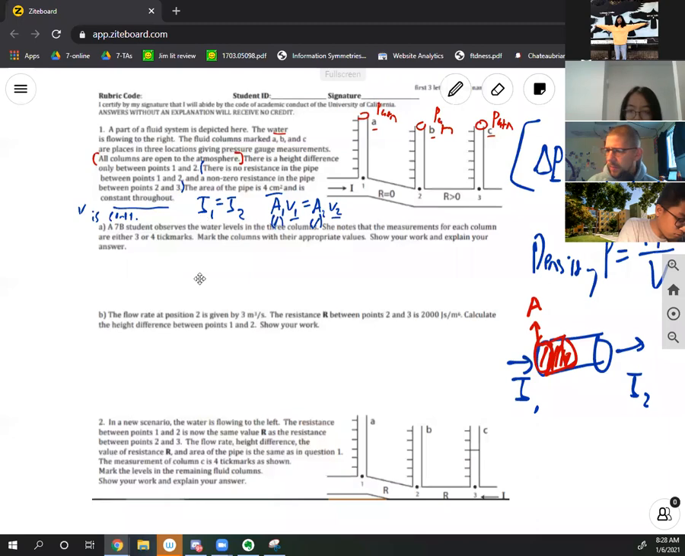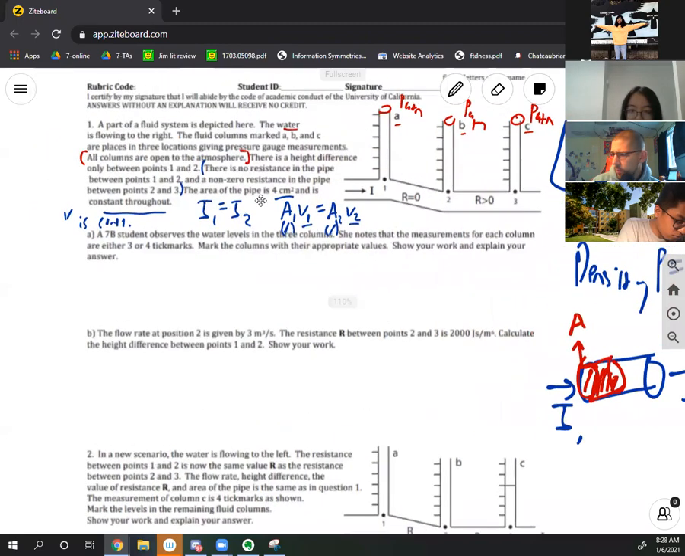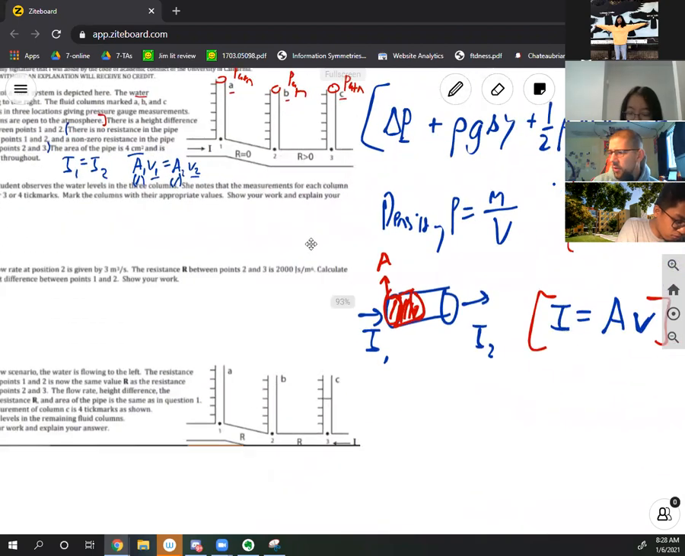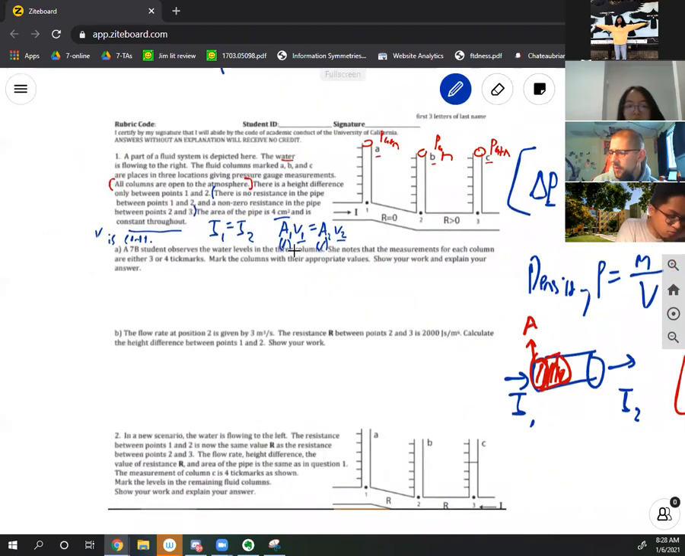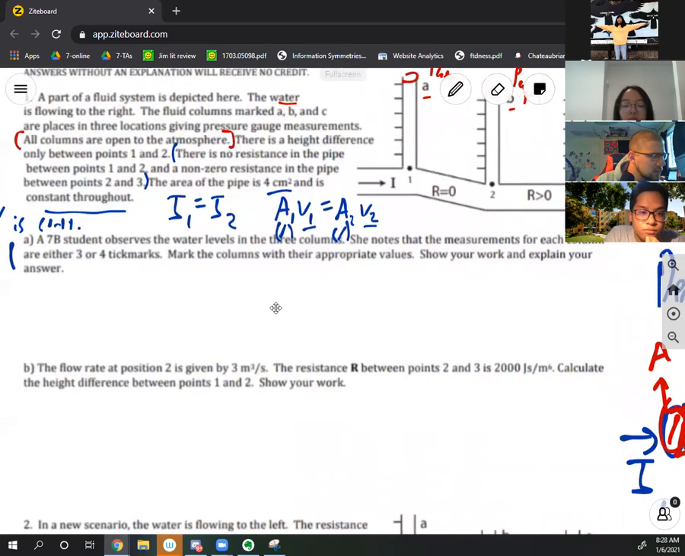All right. Let's keep on moving. Good questions all. So we have continuity. We have the Bernoulli equation. Let's finally hop in. So first off, a 7B student observes the water levels in 3 columns. She notes that the measurements for each column are either 3 or 4 tick marks. Hopefully this is legible now. She observes that the levels in each column are either 3 or 4 tick marks. Mark the columns with their appropriate values, show your work, and explain your answer.